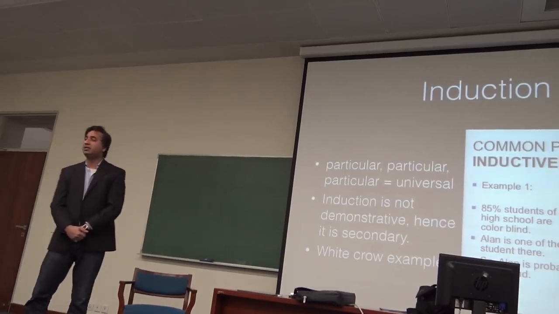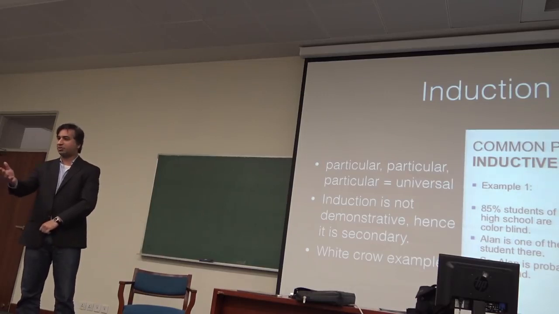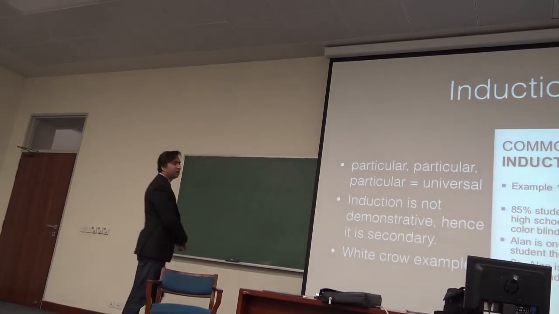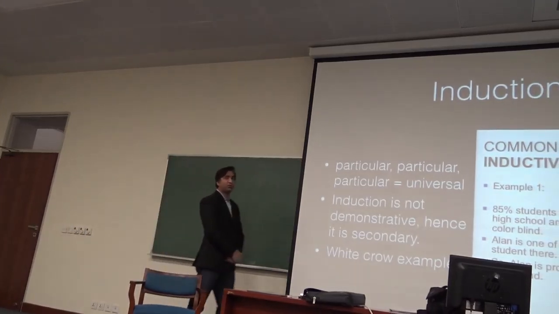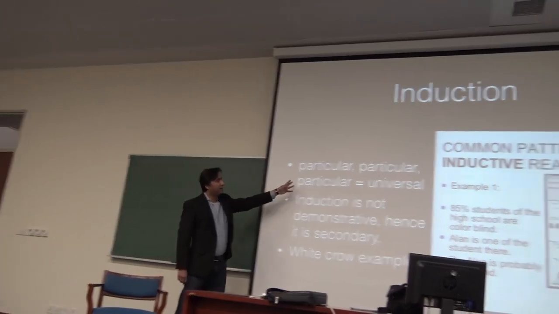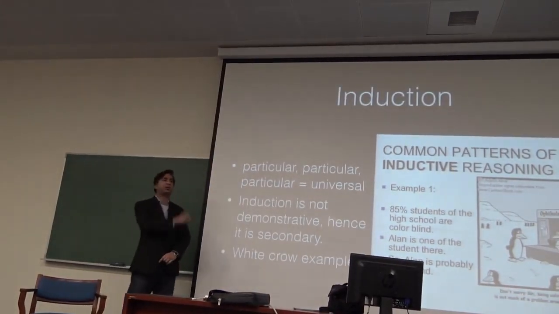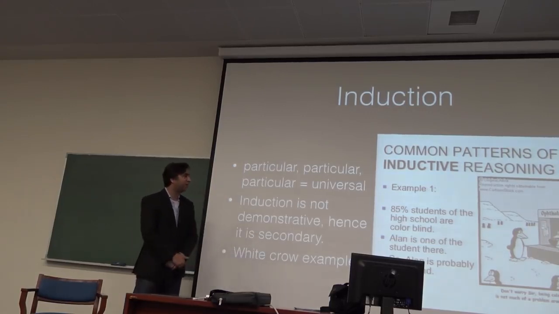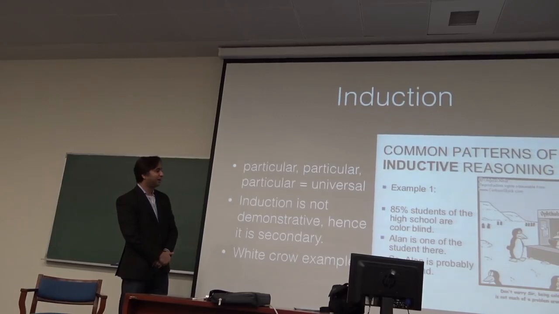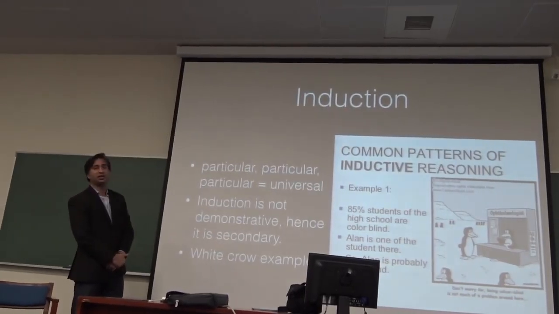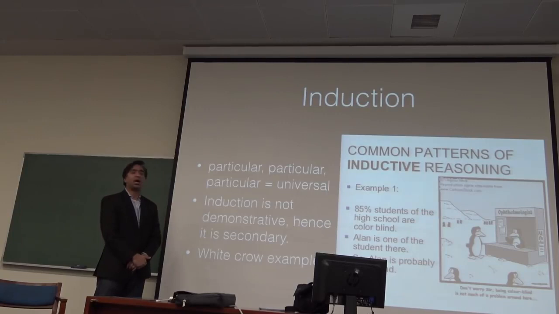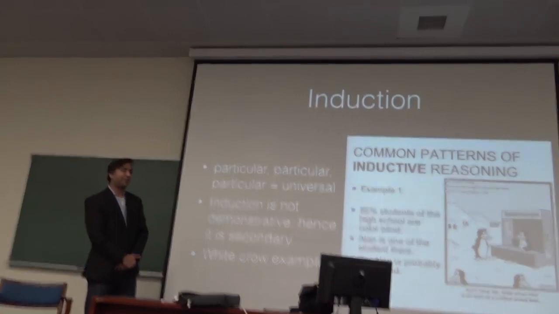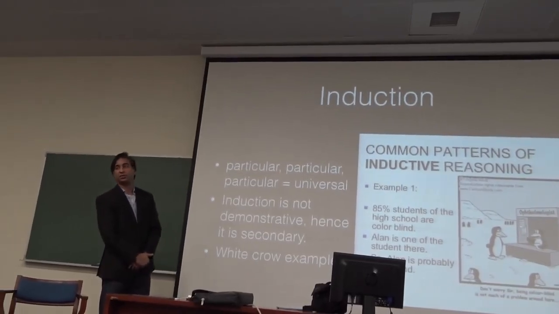Secondly, he comes up with the method of induction. So the question that somebody asked was an empiricist. You can see that he's going to use both methods. He's not just interested in deduction, but he's also interested in induction. What is induction? Induction is when you take lots and lots of individual, particular things, and then you make a generalization out of them. For example, 85% of high school students are colorblind. If that is true, and Alan is a student, then the probability is 85% that Alan is also colorblind.